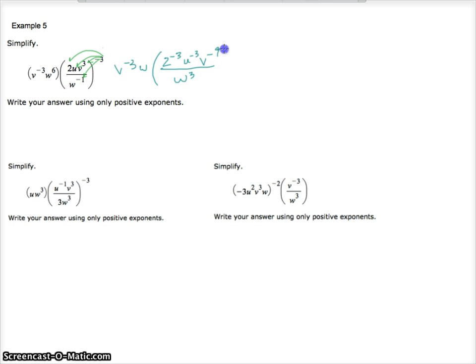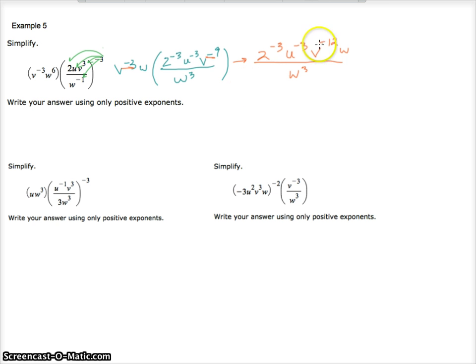Alright, now I can look and see what I can multiply here. I've got v to the -9 and v to the -3. I can multiply that, and then w is just going to slide on top. So this is going to simplify to 2 to the -3, u to the -3, v to the -3 plus -9, which is -12. Don't write -6, it's -12. And then w at the end, all over w to the 3rd power.